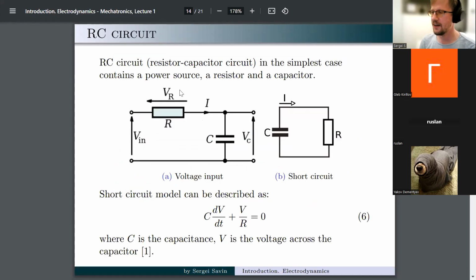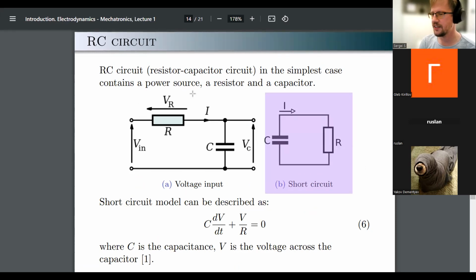Now, RC circuit, resistor capacitor circuit. That is an alternative form of a circuit. And in its simplest case, it will just contain a resistor and a capacitor, right? There are two ways to draw it, one with a battery, one without a battery. This is without a battery. The left-hand side is with a battery.